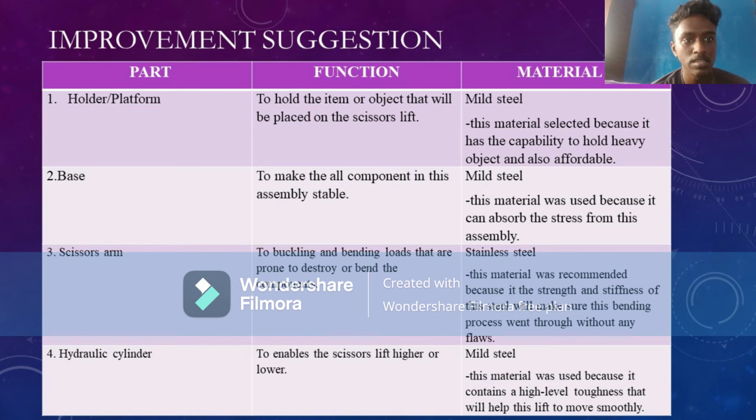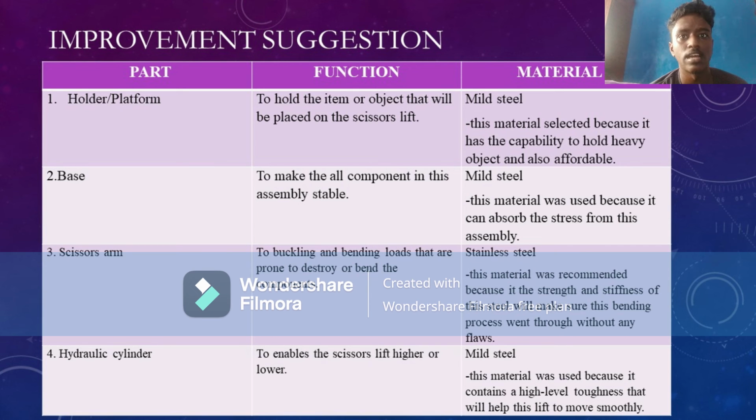Second is the base. Its function is to make the whole assembly stable. So we use mild steel, because it can absorb the stress from this assembly. Third is the scissors arm. The function of scissor arms is to resist buckling and bending loads that are prone to destroy or bend the components. The material used for the scissors arm is stainless steel because its strength and stiffness will make sure the bending process goes through without any flaw.